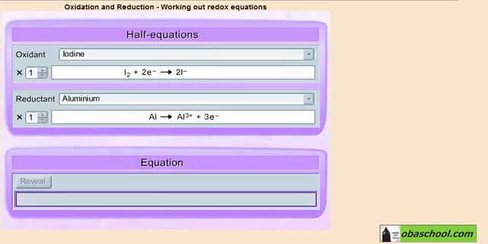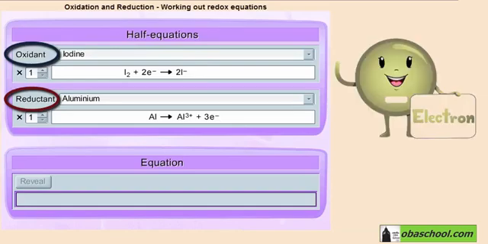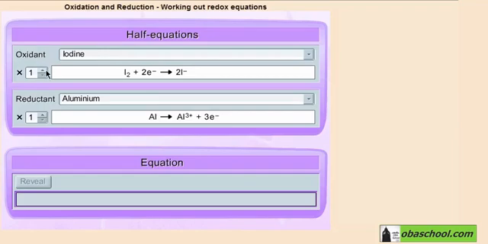Let's take this example. The oxidant now is iodine and the reductant is aluminum. In the reduction half equation, we have 2 electrons, whereas in the oxidation half equation, we have 3 electrons. So we have to find a way to obtain an equal number of electrons in both half equations. If we multiply the reduction half equation by 3, we will obtain 6 electrons. And if we multiply the oxidation half equation by 2, we will also obtain 6 electrons. Now we can add them, and this is the redox equation.